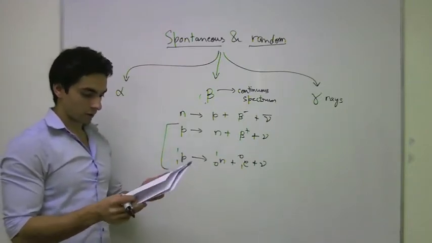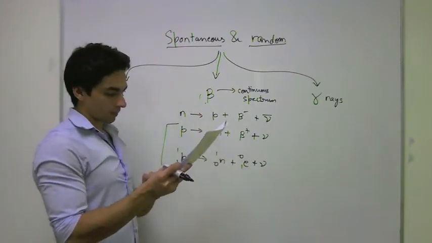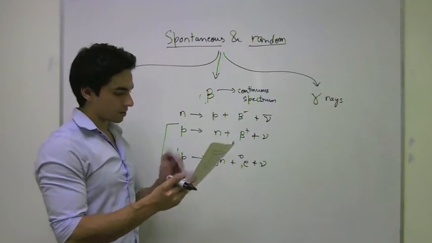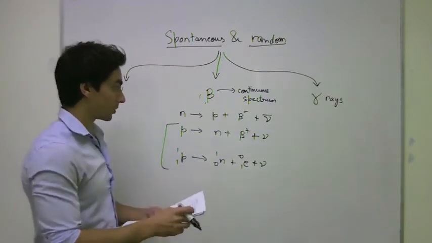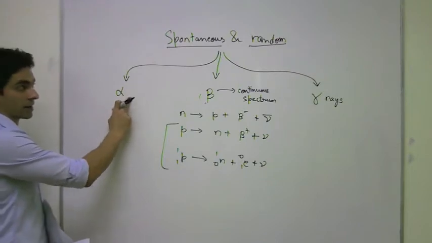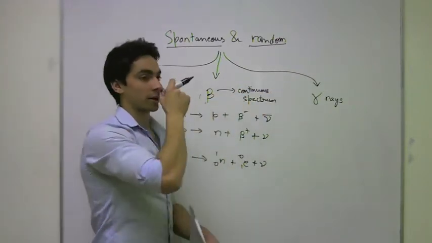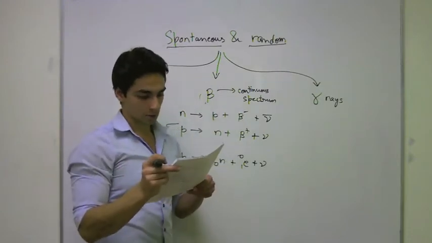Okay, so we've talked about gamma rays already, so we've covered all three. Now, again, you must keep into account that an alpha particle decay might be accompanied by a gamma ray, and also a beta particle decay might be accompanied with gamma rays.